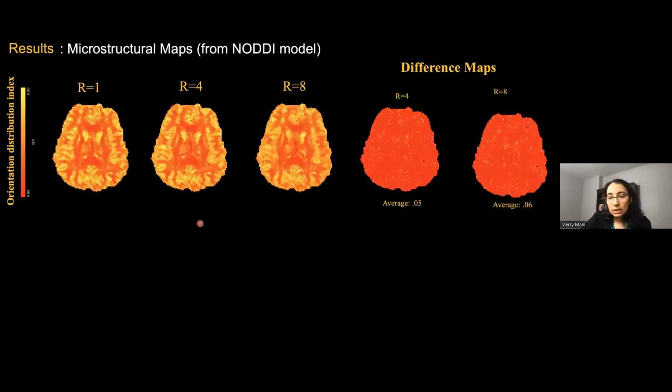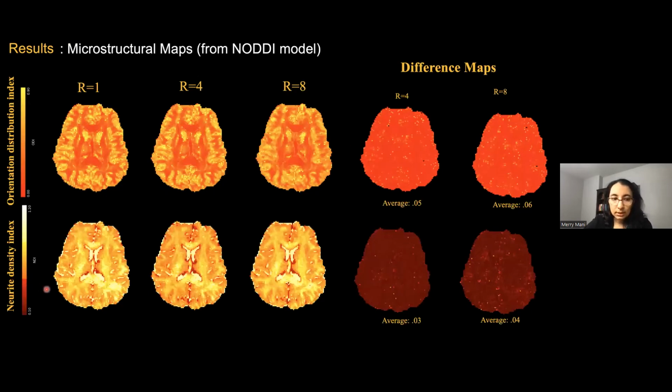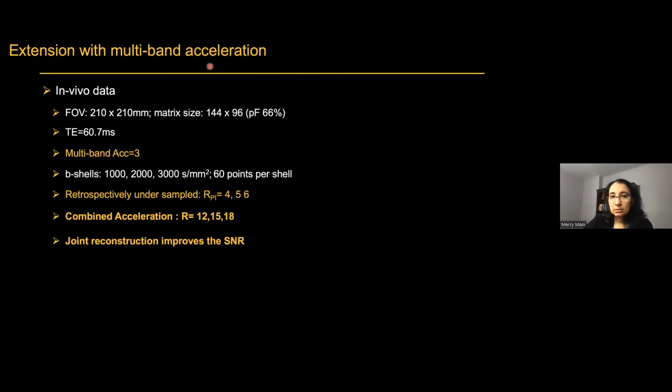Because this was a multi-shell acquisition, we can now look at the microstructural maps. These are the orientation dispersion index reconstructed using the NODDI model. So fully sampled data, acceleration of 4 and 8, and these are the difference maps for the accelerated case with respect to the non-accelerated case. Again, the neurite density index computed from all these accelerated cases, and you can see that the error is very low. So now we extend this method to also incorporate the multi-band acceleration.